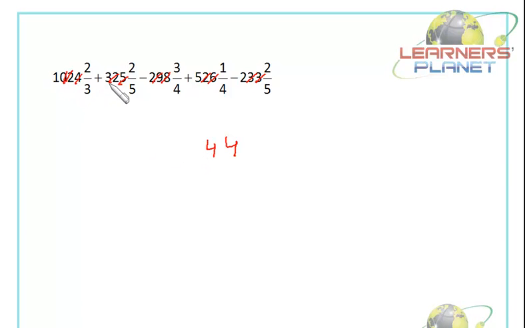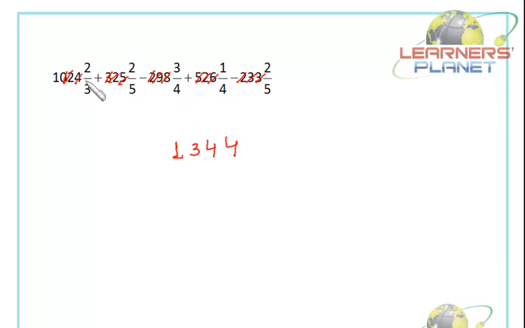Now negative 1 plus this 3, I'll be getting positive 2, and 2 minus 2 is 0. Then 5 minus 2, I'll be getting 3, and the last is 1. So integral calculation is 1344. Now let's see the fractional calculations.